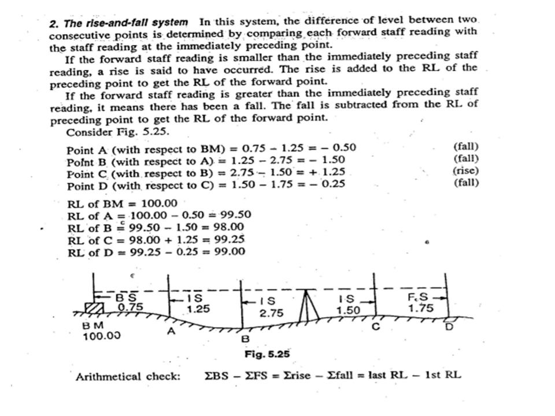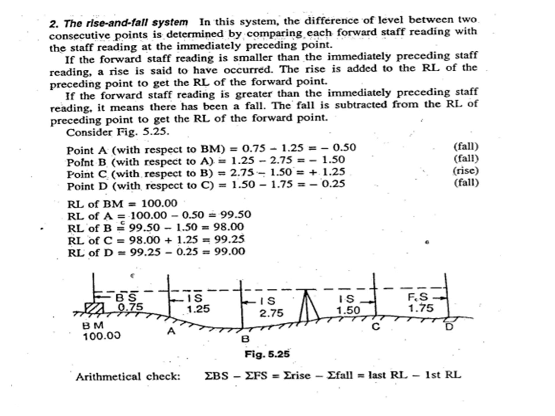So in this slide we are going to see the rise and fall method. In this method, the difference of level between two consecutive points is determined by comparing each forward stop reading with the stop reading at the immediately preceding point. If the forward stop reading is smaller than the immediately preceding stop reading, a rise is said to have occurred. The rise is added to the RL of the preceding point to get the RL of the forward point.